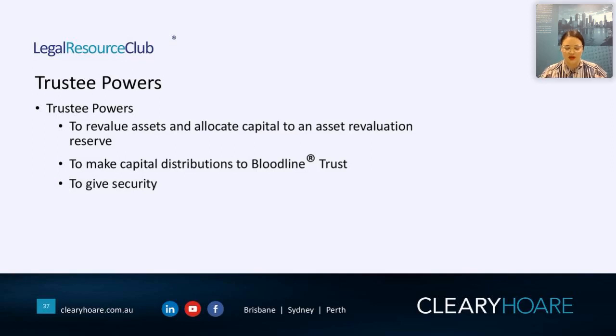Obviously, we'll also be looking to make sure that varying the trust doesn't trigger stamp duty or capital gains consequences. So what we're going to look for or vary to do is to have the ability to revalue assets and allocate that capital to an account styled asset revaluation reserve. We have to look at making sure that the trustee can make interim distributions of capital to other trusts, ensuring that the proposed recipient of this capital is a beneficiary under the trust, and make sure that the trustee of the Broadsword Property Trust can offer up its assets as security.